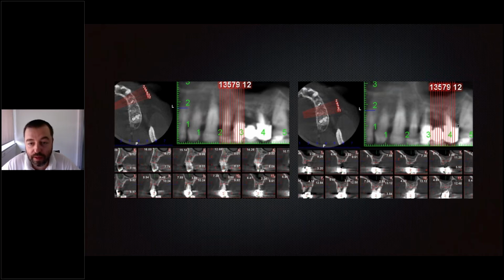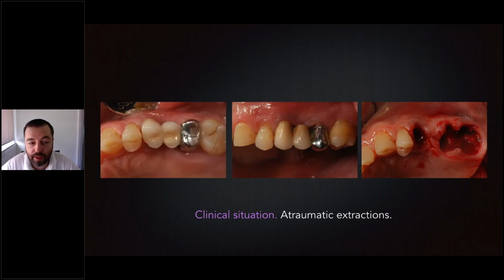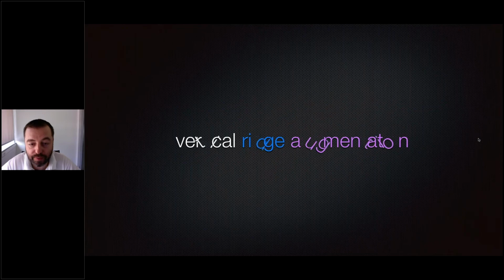And for that, we kept this. We took out the other teeth, especially this here, and also the wisdom tooth, with atraumatic extractions. And we decided to augment the ridge vertically.